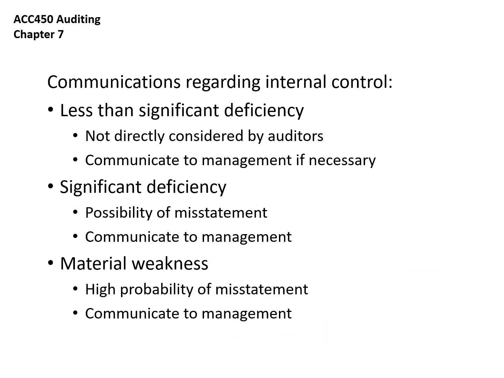So, communications regarding internal control: figure 7-11 is an example of a letter to management about deviations from internal control. So there are 3 different levels of deficiencies. One would be less than significant deficiency. That's a minor deviation, so it's not going to be part of the consideration by auditors. If we think it's important, we'll communicate it to management, but it kind of is a nuisance level.